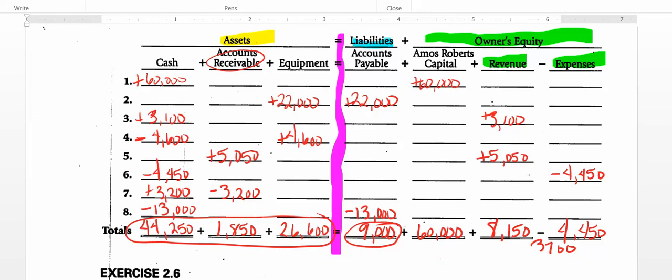So our liabilities plus our capital plus our addition to our capital should be 72,700. Okay, let's double check our numbers for the assets. 44,250 plus 1,850 plus 26,600, and we get 72,700 on this side. So we know our transactions were recorded correctly because our assets equal our liabilities plus our owner's equity.